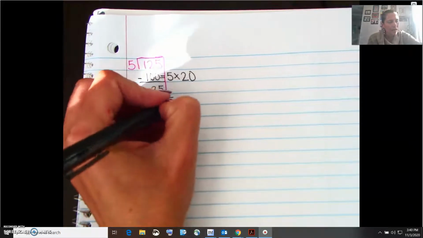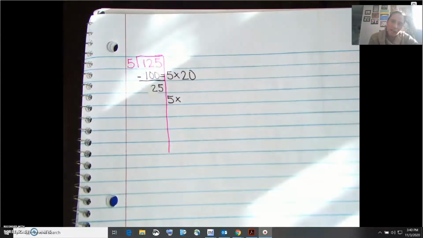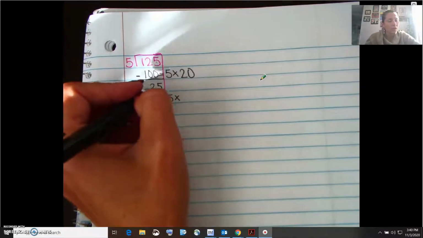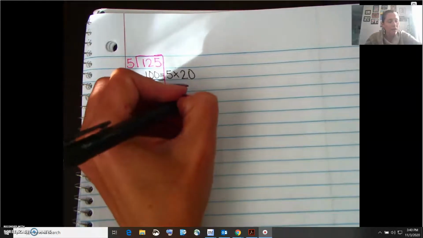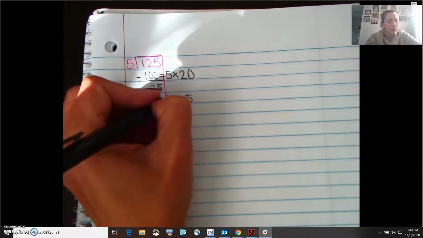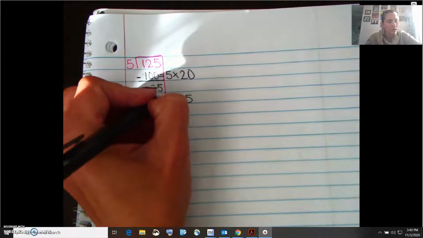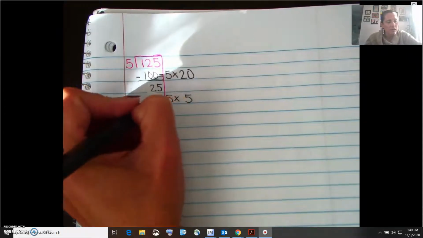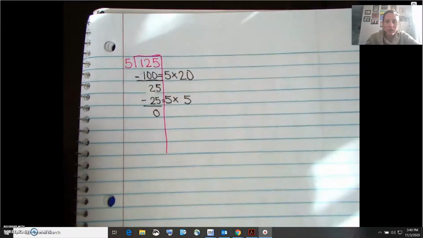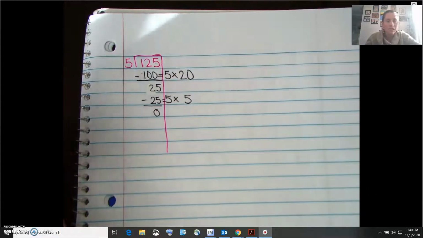So now I have to think, what times 5 gives me 25? And if you need, you can use your multiplication chart for this one too. But I know that 5 times 5 is 25. And I'm going to put my equal sign here. Subtract, it's 0. Do I need to subtract anymore? Nope. I just need to add.